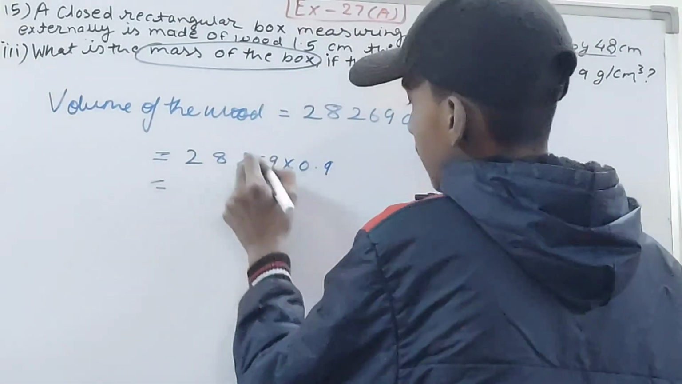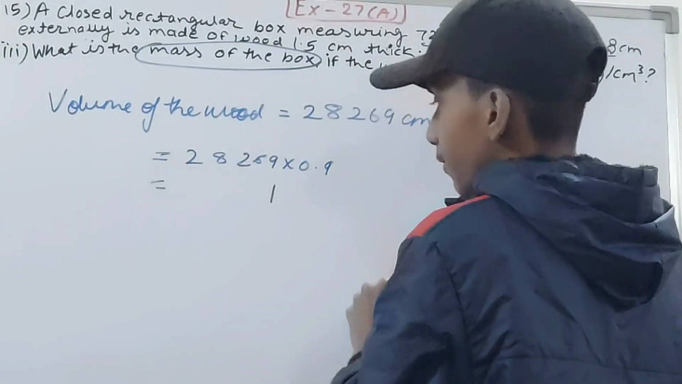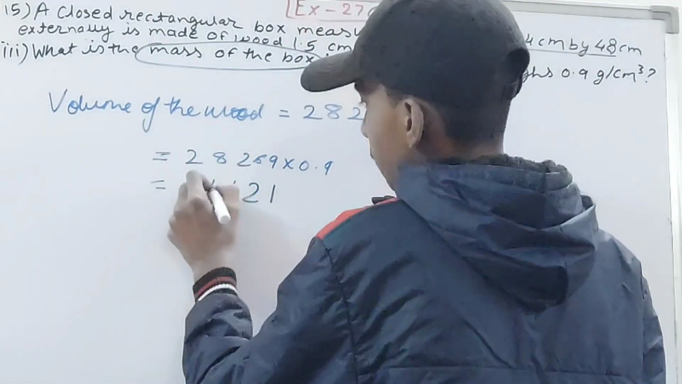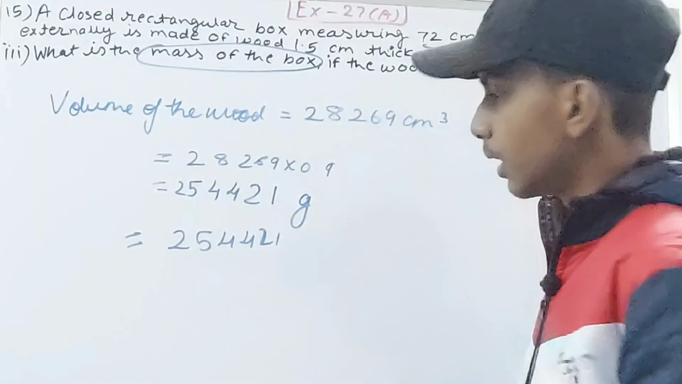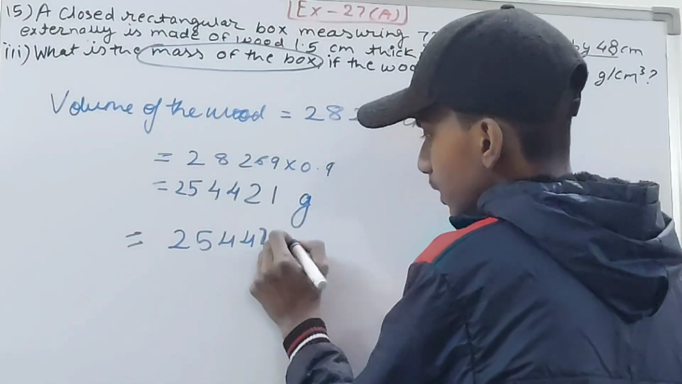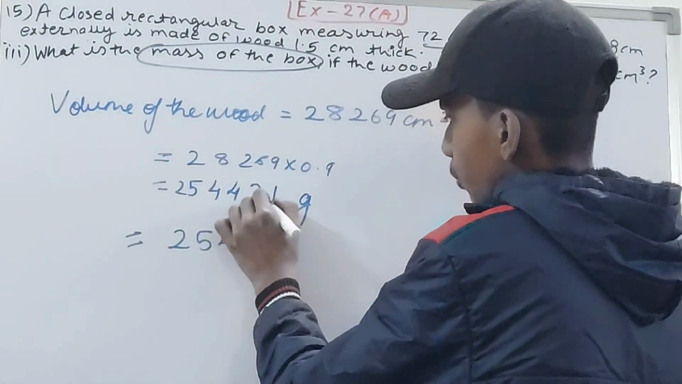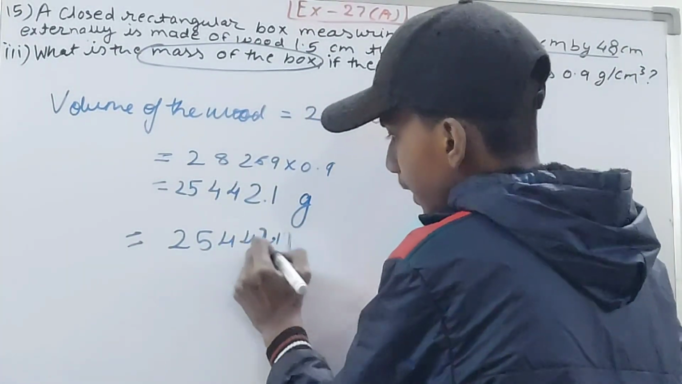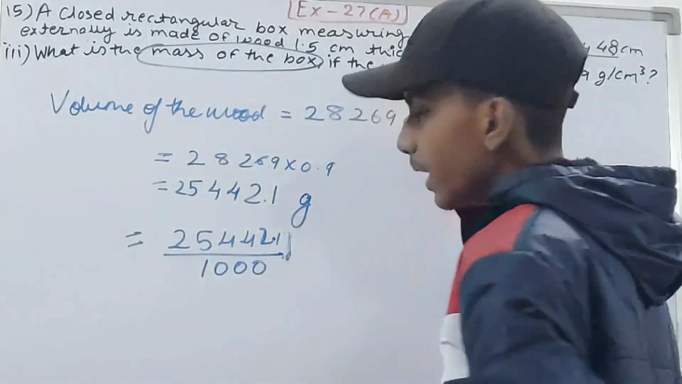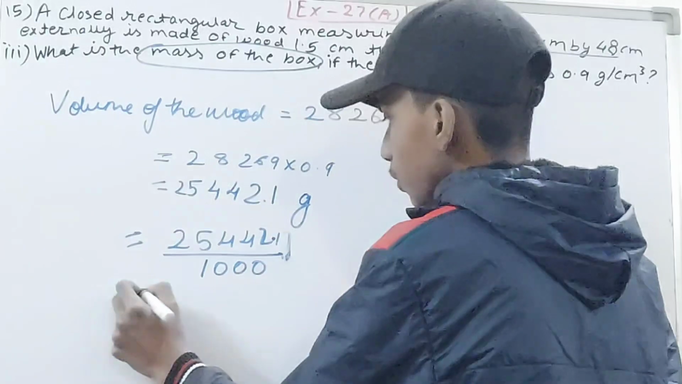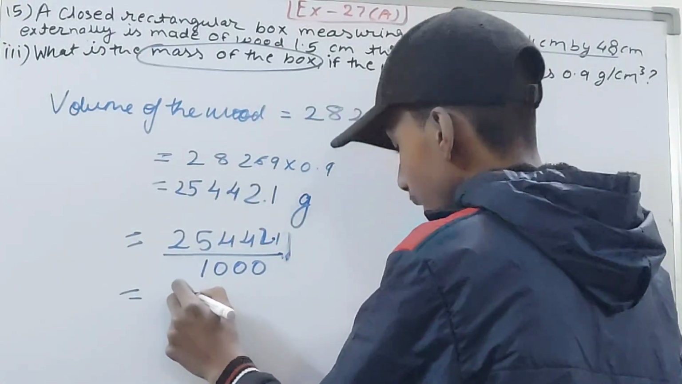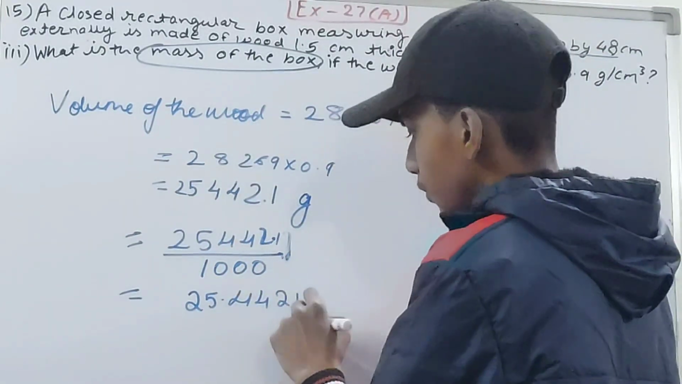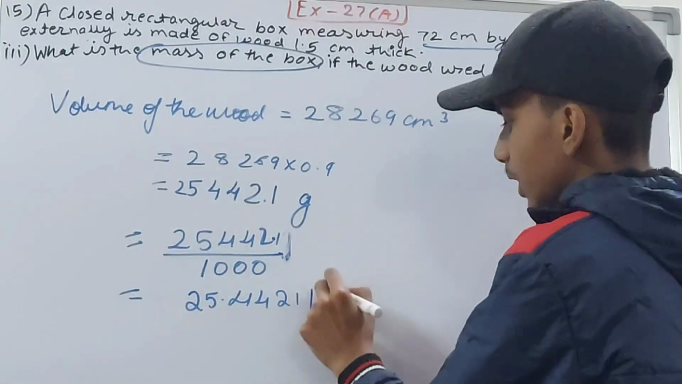Let's see, 9 9s are 81, 8 carried over, so 9 6s are 54 and 8, 62, 6 carried over, and so on. So over here we have 2 point, and now put a point over here. Now divide this by 1000. Why this? Because we want it in kilograms. So the point will go 3 places to your left. 25.4421. You can write this if you want. 25.4421 kilograms. That is the mass.